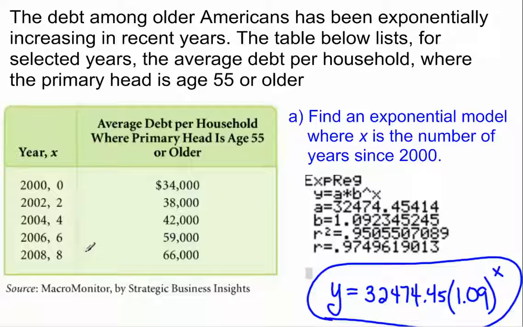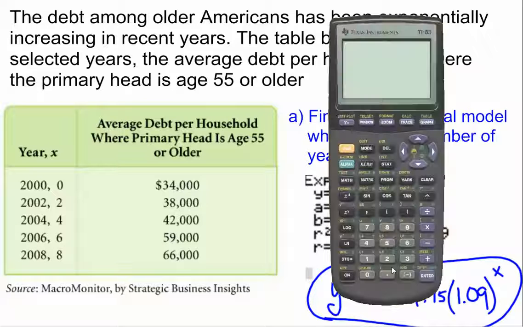We've got our data listed in the table here, so starting from 2000 through 2008, here is the amount of debt in those households. We don't want to use 2000, 2002; we want to use 0 for our initial year, and then the number of years since that point, so the 2, the 4, the 6, and the 8. That just really gives us nicer numbers in our equation.